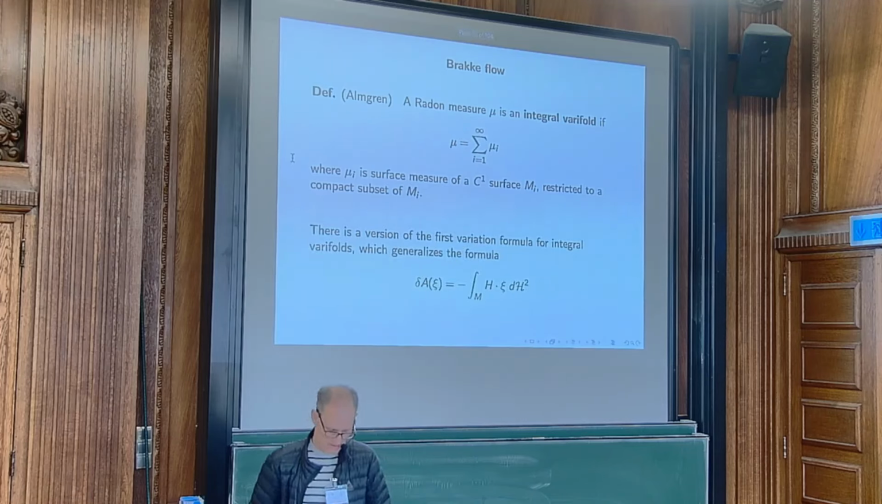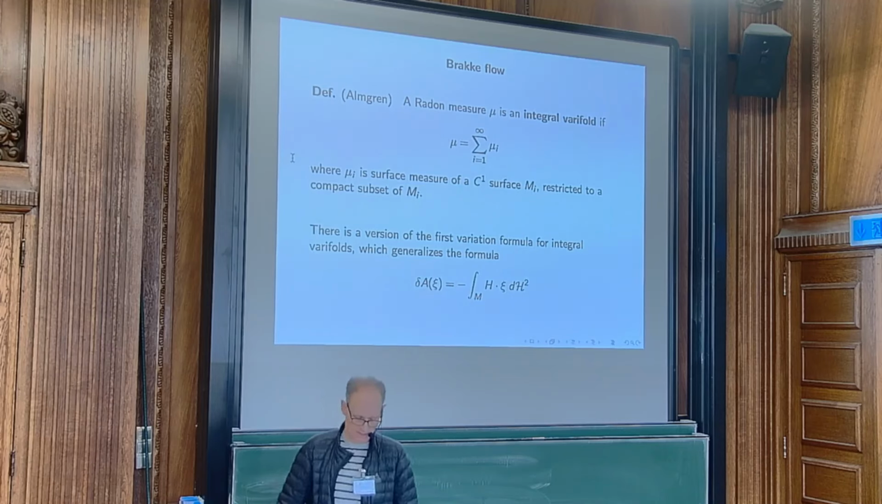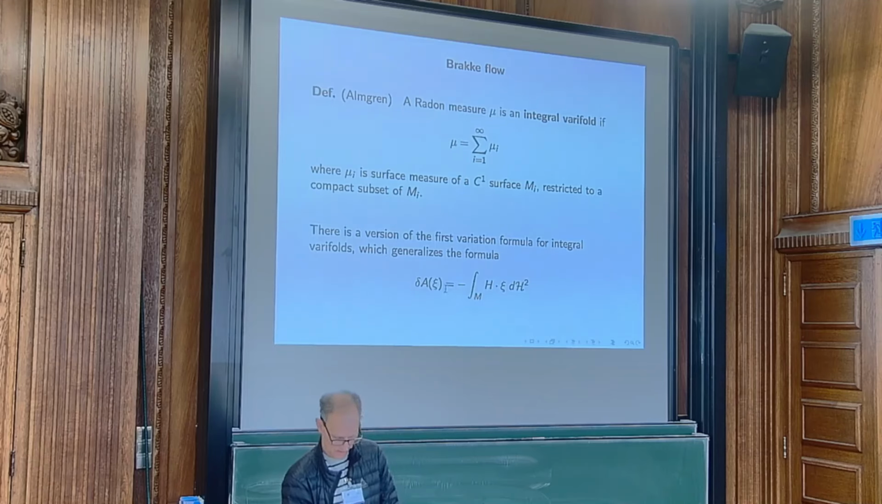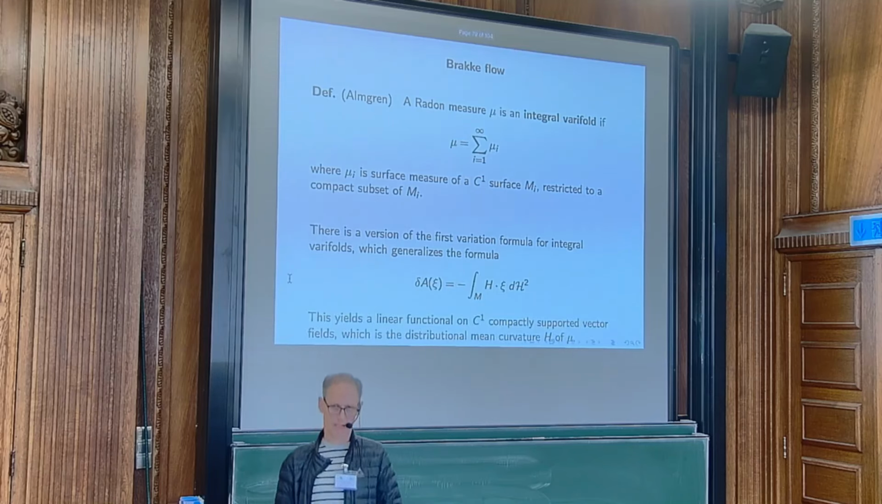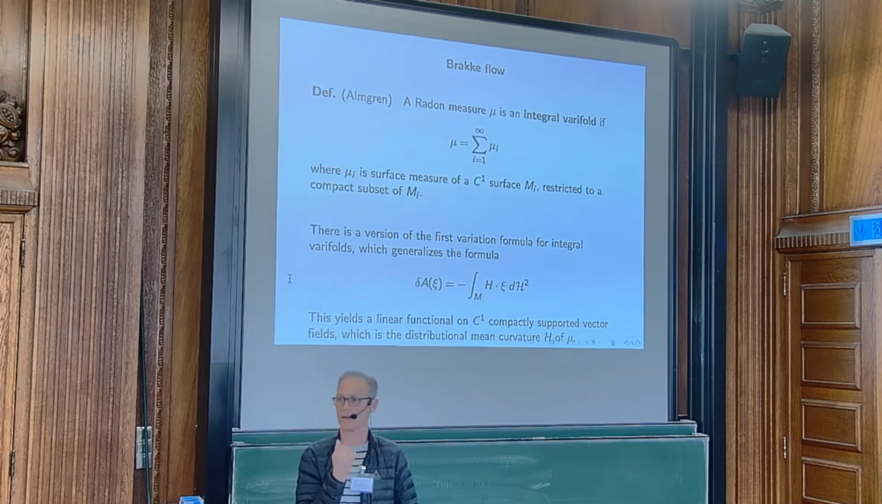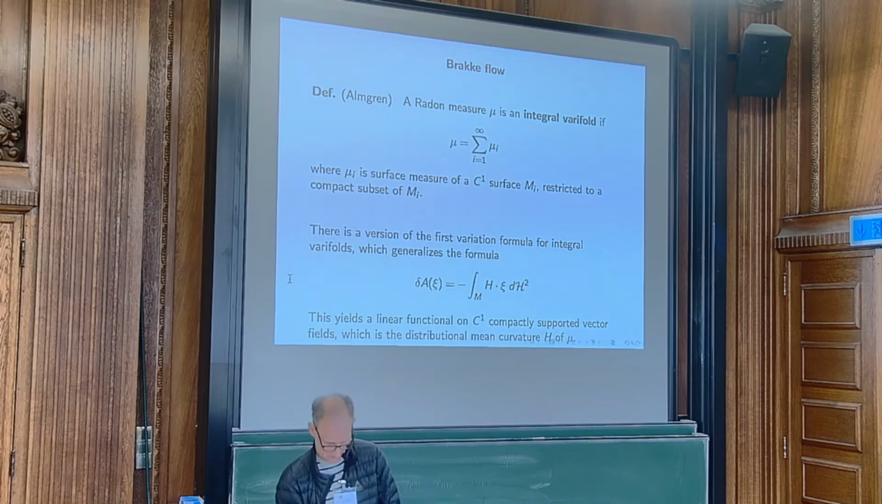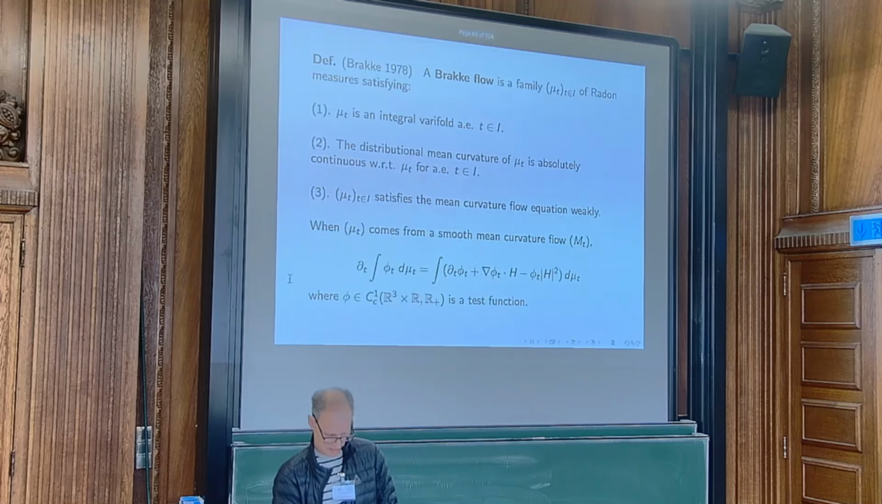For these, there's a version of the first variation formula that came up earlier. I'm not going to write it down, but it generalizes the first variation formula from before. In particular, it gives you a linear functional on C1 compactly supported vector fields. This gives you a vector-valued distribution, which you can think of as the distributional mean curvature of this integral varifold.